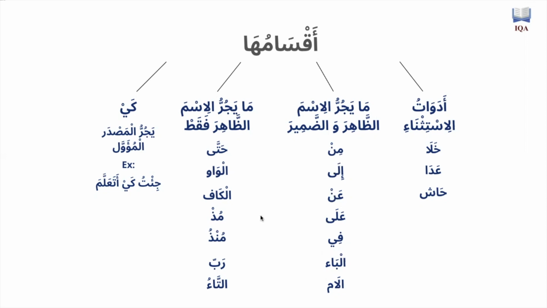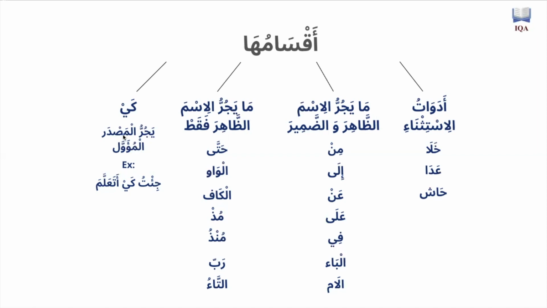On the other hand, you have ما يجر الاسم الظاهر فقط. You have those حروف الجر that only are able to be used with an ism that's ظاهر, like Muhammad, Bayt, but they can't be used with pronouns. And these are حتى, الواو, كاف, منذ, رب, and تاء. These ones here, they can only be used for an ism that's ظاهر. They can't be used with pronouns.